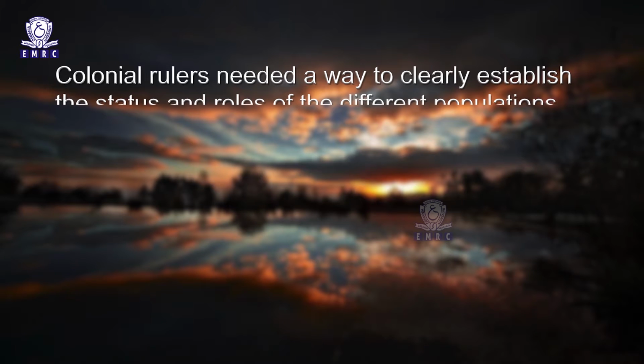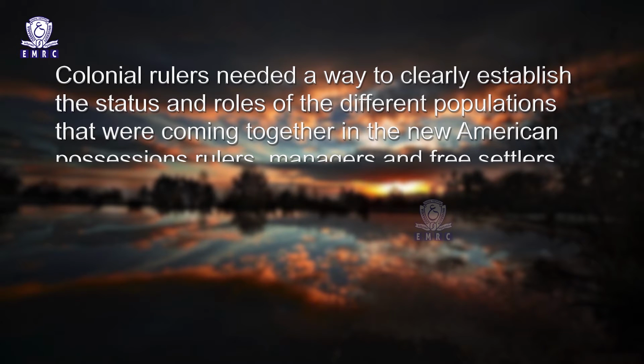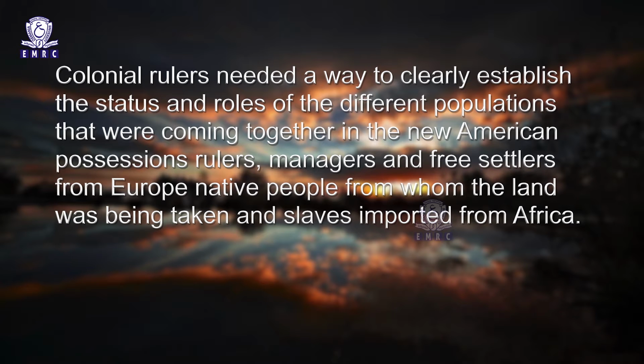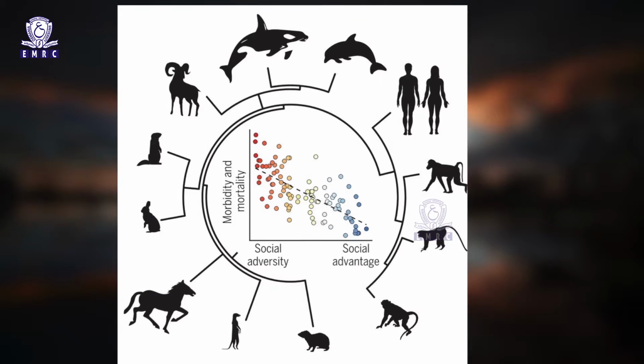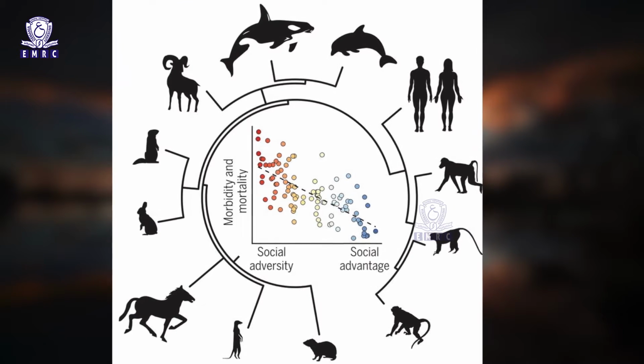Colonial rulers needed a way to clearly establish the status and roles of the different populations that were coming together in the new American possessions. Rulers, managers and free settlers from Europe, native people from whom the land was being taken, and slaves imported from Africa. The solution that emerged was to define each group as fundamentally biologically distinct and ranked on a hierarchy from most animal-like to most advanced.